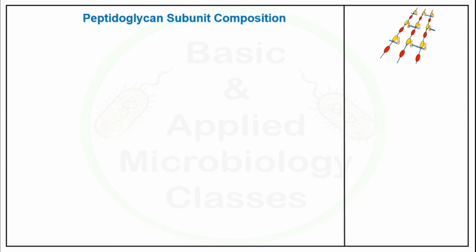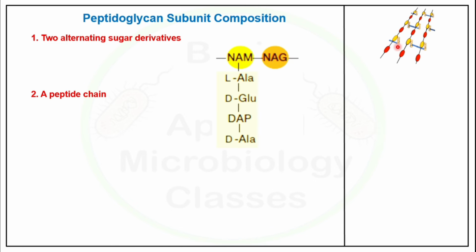So now we are coming towards peptidoglycan subunit composition, right? We are already clear about it. What we have observed in mesh-like polymer, two alternating sugars, right? This yellow and orange reddish color. So what we can see, two alternating sugar derivatives were there. Second, a peptide chain, right? A peptide chain which is having what? Amino acids, right? Now we should know that we have talked about it, that two alternating sugar derivatives are present, right? So what are these sugar derivatives? We need to understand about these sugar derivatives, right?